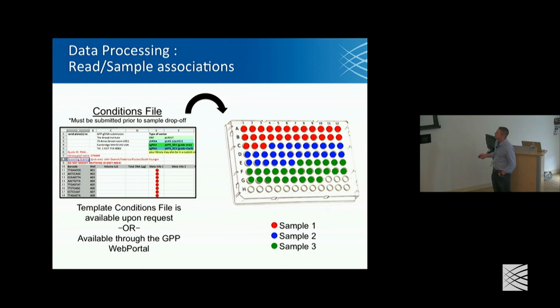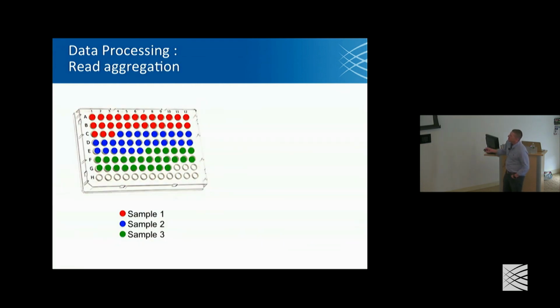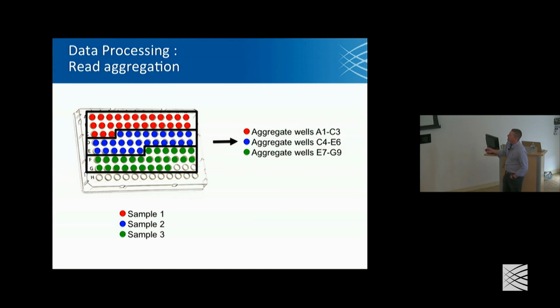aggregating reads. Specifically, here's your sample, your layout that we know of now based on your conditions file. So what we're going to do is take all the reads that match the same sample, and we're just going to aggregate those reads. So that's how we handle that. Without the conditions file, we can't do that.